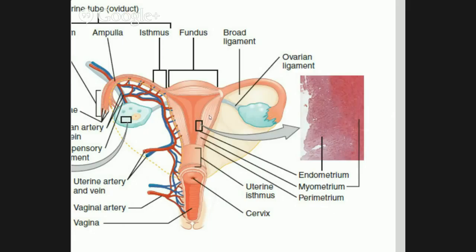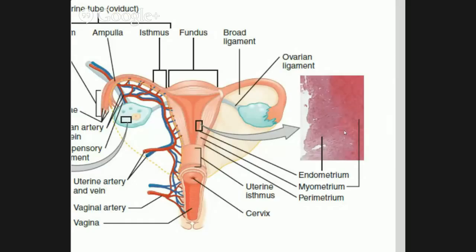The myometrium muscle is very important for childbirth because when it contracts, that's what pushes the newborn into the birth canal. What we're interested in here, however, is the endometrium. Now, there's actually two regions of the endometrium, and that's not highlighted in this picture, and it's actually kind of hard to see exactly where it is. But the endometrium has two layers.